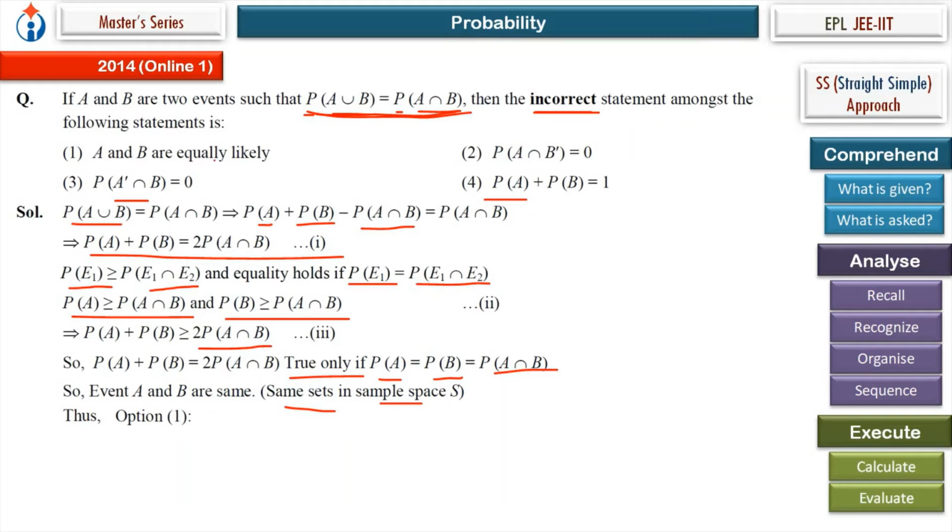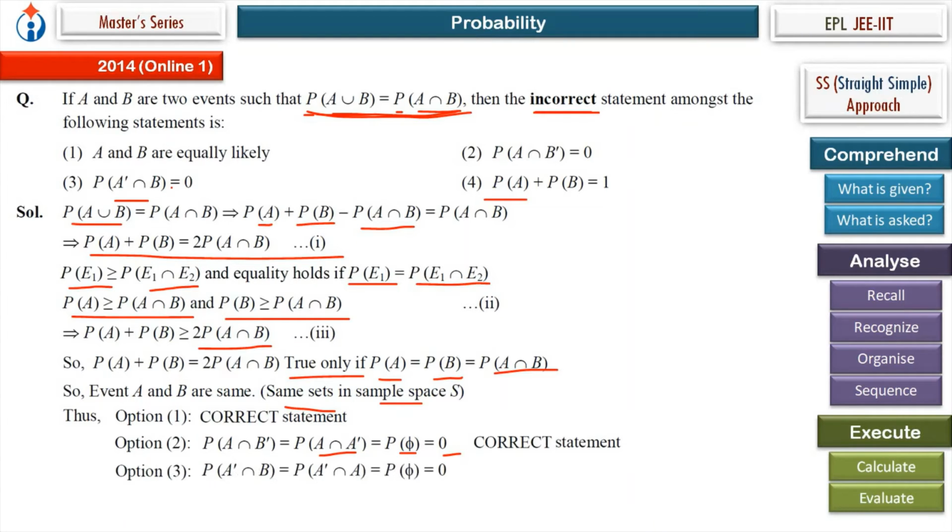Thus, option 1, A and B are equally likely. Yes, they have the equal probability of occurrence. Correct. Option 2: P of A intersection B dash and P of A intersection A dash. B dash is equal to A dash, and we know this is equal to the null set and the probability is 0. So option 2 is correct. Similarly, option 3 is also more or less the same. So option 3 is also a correct statement.